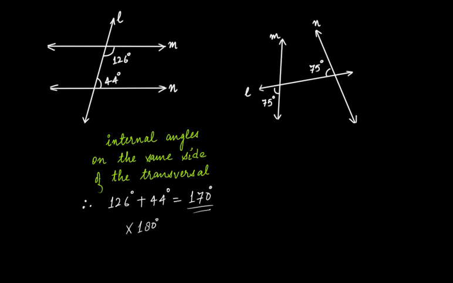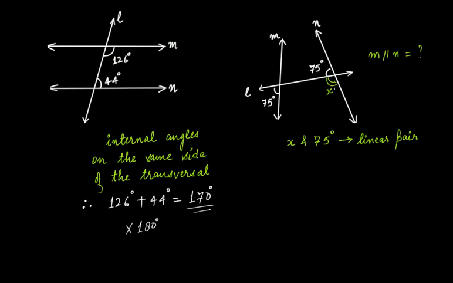What about this one? In this case, again, you'll have to tell by calculation. Line M and line N, you have to tell whether line M is parallel to N or not. So this L is a transversal. This angle is 75 degrees. Now, what would be this angle? This 75 degrees, and let's name this X, these two angles, X and 75 degrees, are a linear pair. They are forming a linear pair.